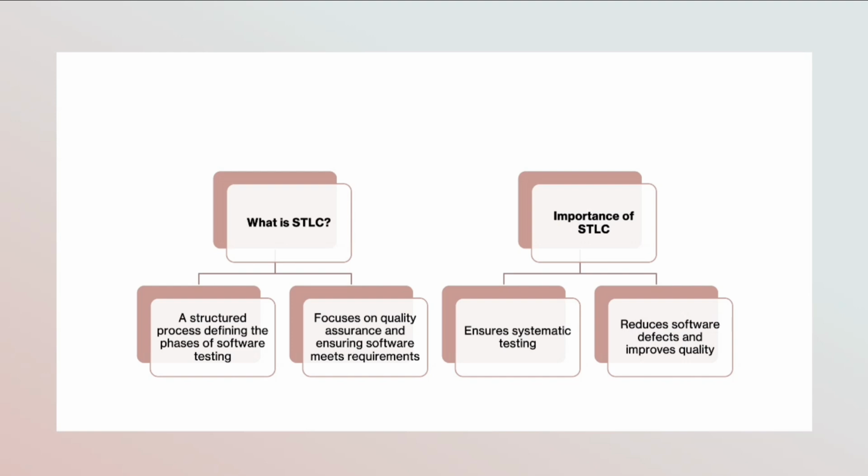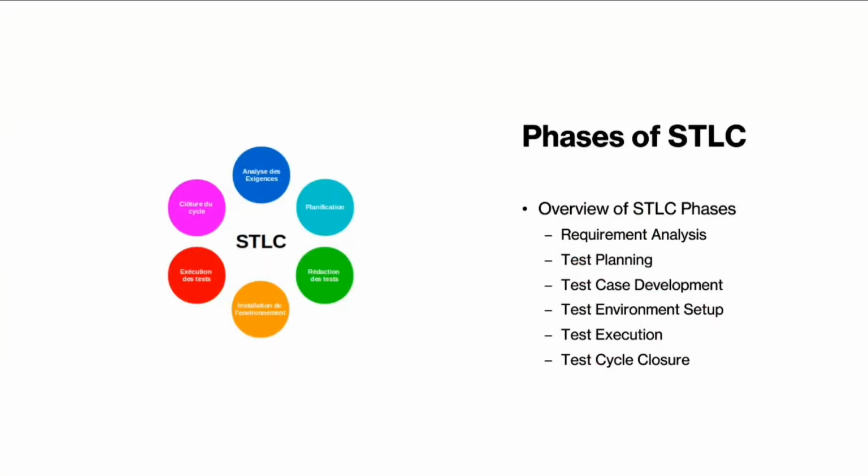And what is the importance of that? It is a systematic approach for testing the software. It also reduces software defects and improves software quality. Now there are some phases of this STLC. The first phase is requirement analysis, then test planning, then test case development and test environment setup. Once everything is done, we execute our test cases, so it comes under test execution, and we also have test cycle closure. Here we have some entry criteria and exit criteria.